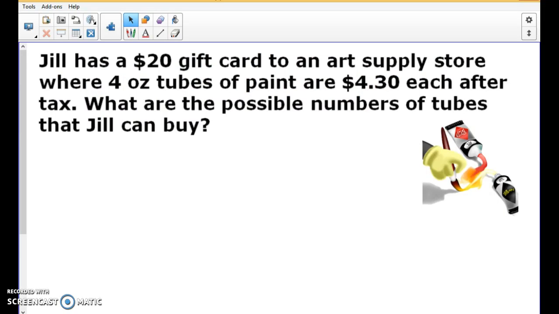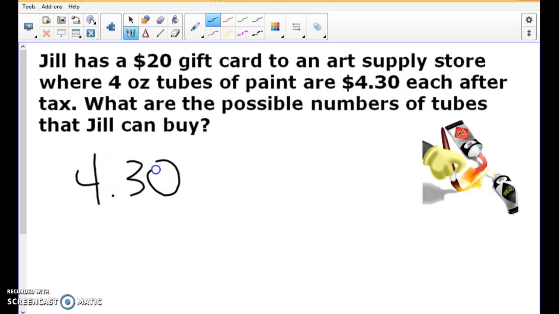I'm going to do some word problems with this multiplying. Jill has a $20 gift card for an art supply store where 4-ounce tubes of paint cost $4.30 each after tax. What is the possible number of tubes Jill can buy? So I have $4.30 times x for my tubes, and she can only spend the $20 gift card. She can't spend more than that, so her paint needs to be less than or equal to it. She could spend exactly $20.